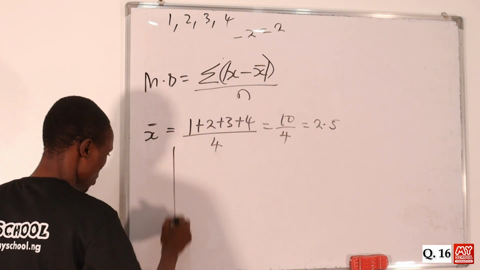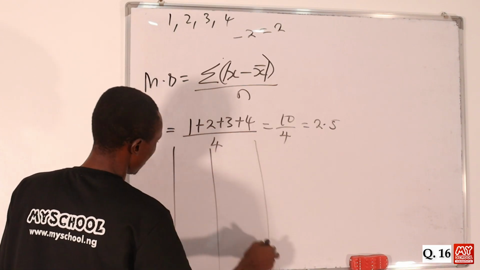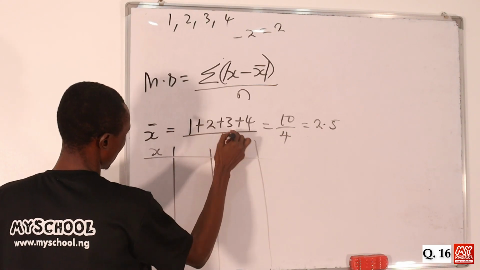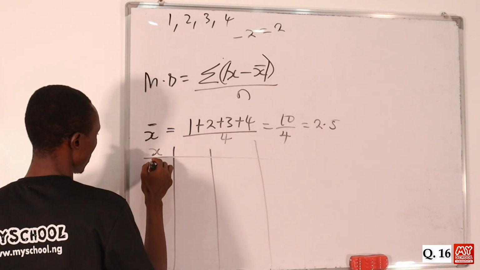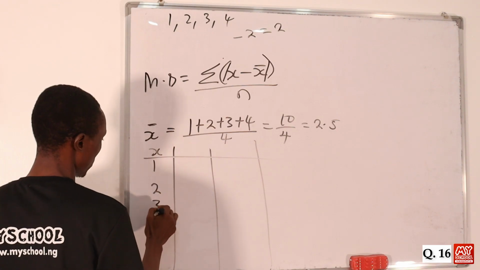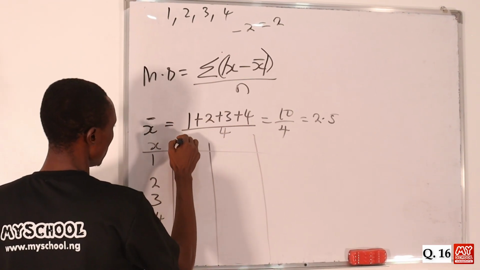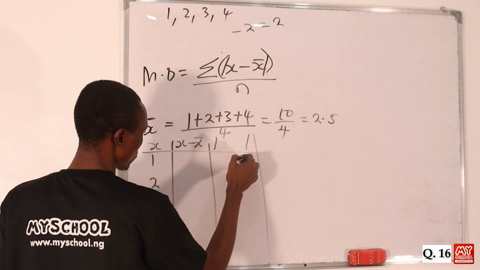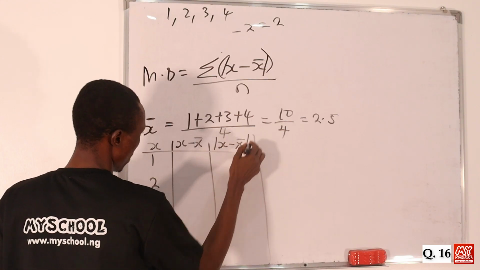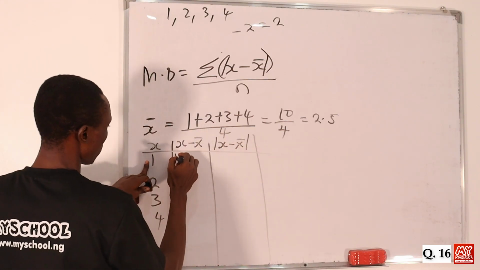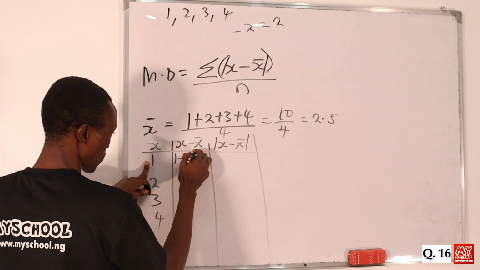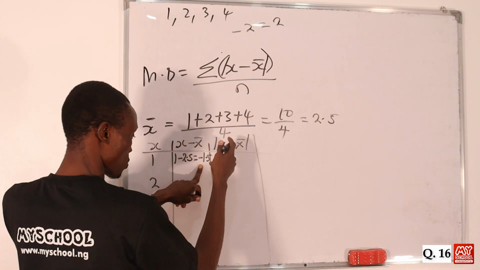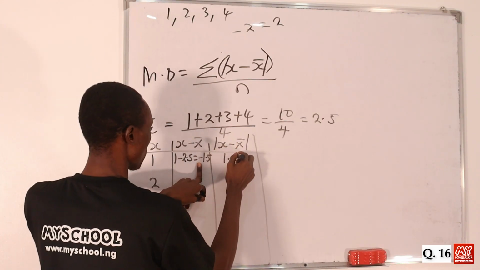So I think it's better for us to get a table. So here will be x, which is the 4 numbers. So here will be 1, 2, 3, 4. While here will be the x minus s bar, while here will be the absolute value, which is x minus s bar. So 1 minus 2.5 will be equals to minus 1.5. The absolute value of minus 1.5 is still 1.5.